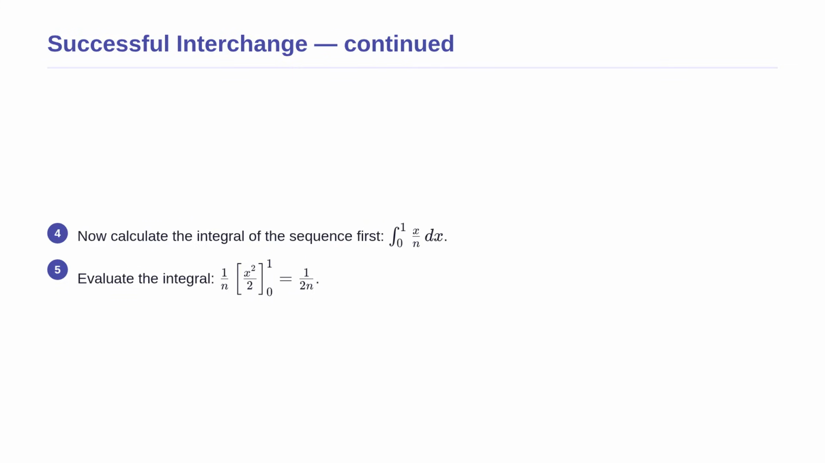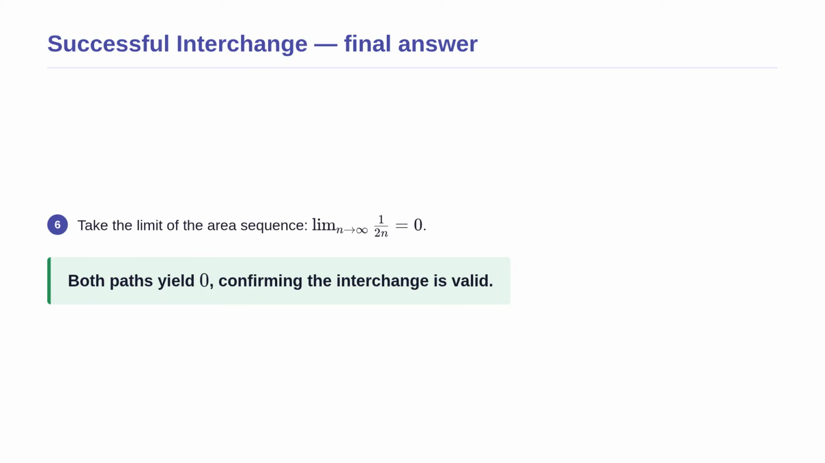Continuing with our example, we will now test the second path to see if it matches. We will calculate the integral of the sequence first, while n is still a finite number, to find a general formula for the area at any given step. Since n is just a constant number with respect to the variable x, we can pull 1 over n out of the integral. Then, we just use the standard power rule of calculus to integrate x, which becomes x squared over 2. Evaluating this from 0 to 1 gives us the sequence of the areas, which is exactly 1 over 2n. To finish this problem, we now take the limit of this area sequence as n approaches infinity.